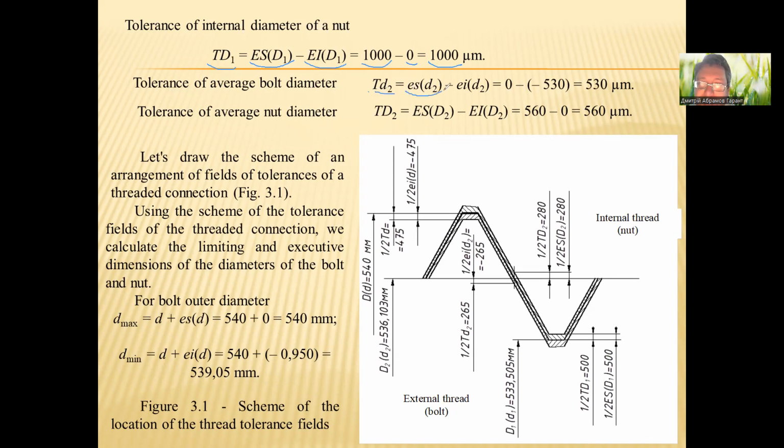Tolerance of the average bolt diameter. It's the upper limit deviation on the average diameter minus the lower limit deviation on the average diameter. So we have 0 minus minus 530, and we have 530 micrometers. Tolerance of the average nut diameter. It's big ES minus big EI, the upper limit deviation of the nut on the average diameter minus the lower limit deviation of the nut on the average diameter, and we have 560 minus 0, we have 560 micrometers.